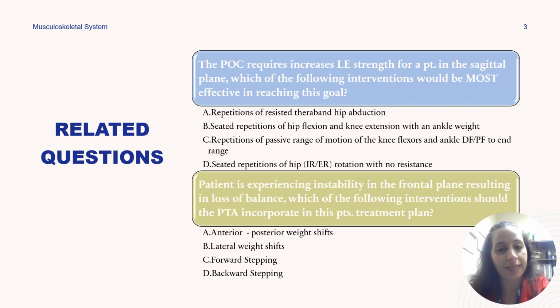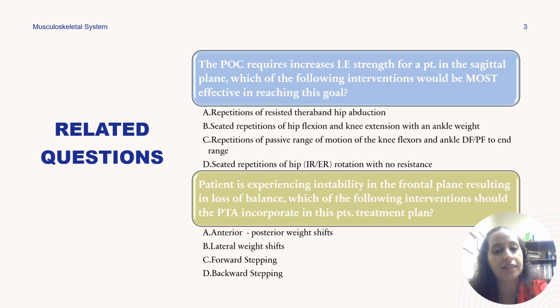Okay, and so the best answer for this question is going to be B, okay? Because it has those two components that we talked about. So hip flexion and knee extension occur in the sagittal plane because they are back and forth motions. And there is an ankle weight, which means resistance, which means strengthening. In D, the plane that they're talking about is transverse, so that makes it incorrect. In A, the plane that they're talking about is frontal, so that makes it incorrect.